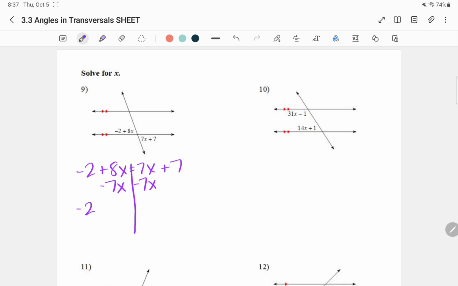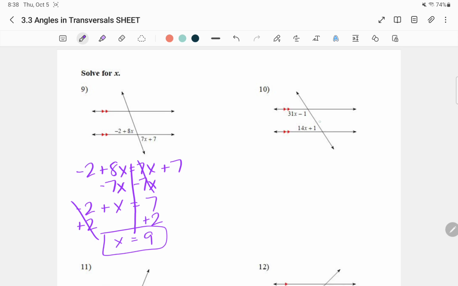You can go ahead and cancel out 8x. We're just going to deal with more negatives, I think. But either way, 8x minus 7x gives me just 1x. This cancels out, and I have 7. And now the opposite of -2 is +2. So x is equal to 9. And I'm done for number 9.